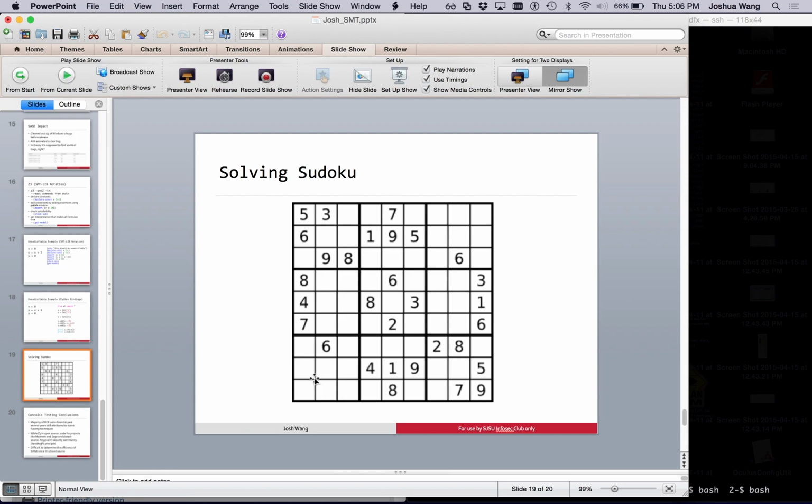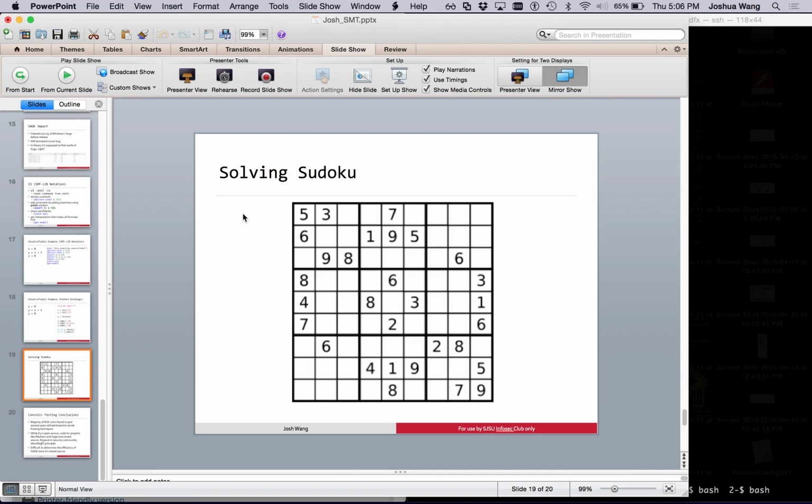Okay, so each column needs to have the numbers from 1 through 9, and each row also has to have the numbers 1 through 9. And each of these 3 by 3 squares that you see also has to have the numbers 1 through 9. Typically, when you're given a Sudoku puzzle to solve, it'll have some of the numbers filled in already, such as this one, but not all the numbers. And then the objective is to fill out the rest of the 9 by 9 square.